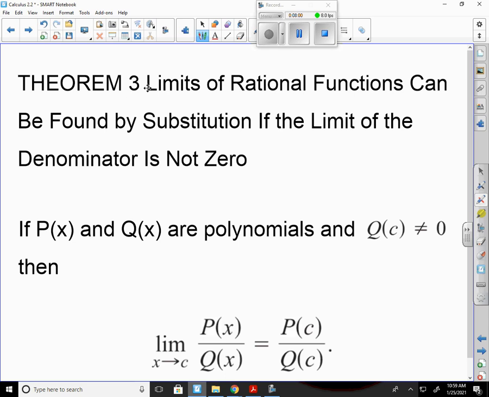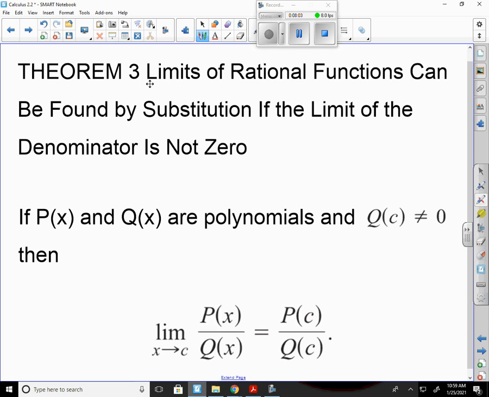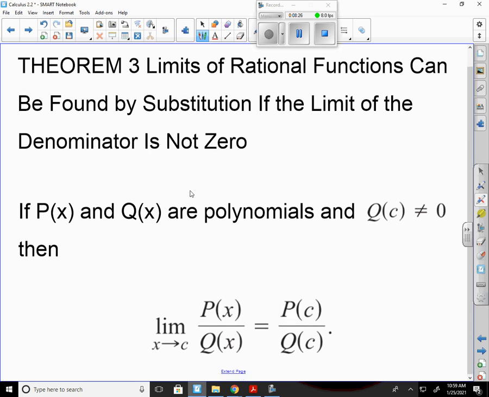Theorem 3 says that if we have rational functions, which means one polynomial over another one, then we can find the limits by substitution if the limit of the denominator is not 0. Very important that the bottom polynomial, if we plug the number in, it can't be equal to 0. So we can just use substitution as long as it's not equal to 0.